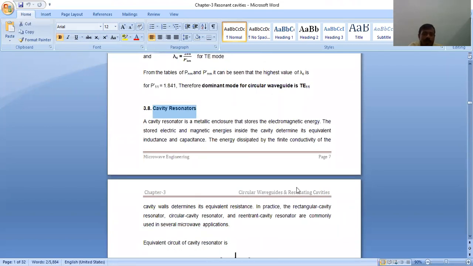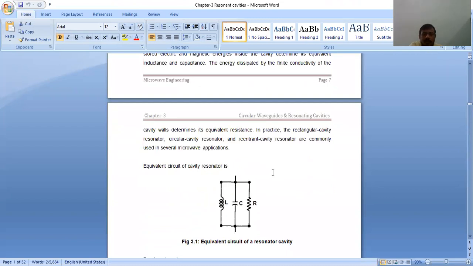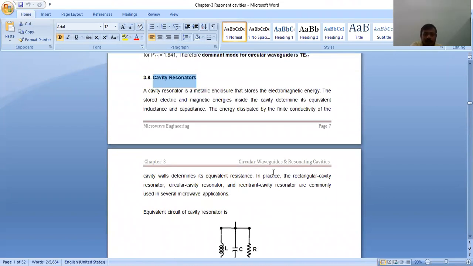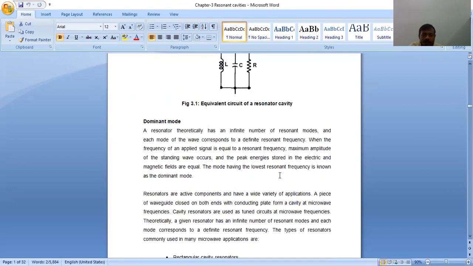A cavity resonator is a metallic enclosure. It stores the electromagnetic energy. This cavity resonator is not a waveguide. It's just a metallic enclosure, and it will store the electromagnetic energy. We use these things in our microwave tubes.